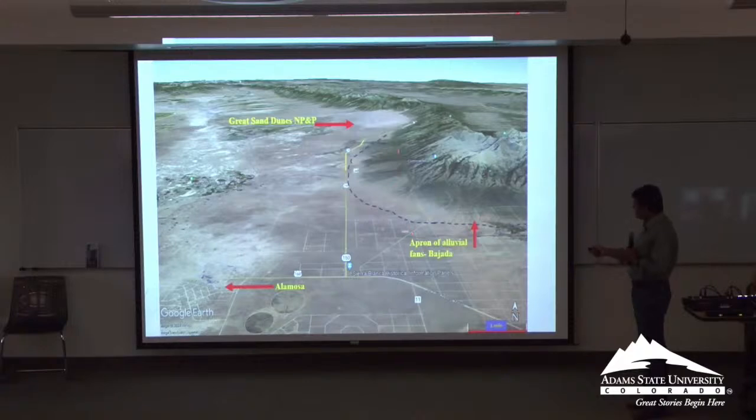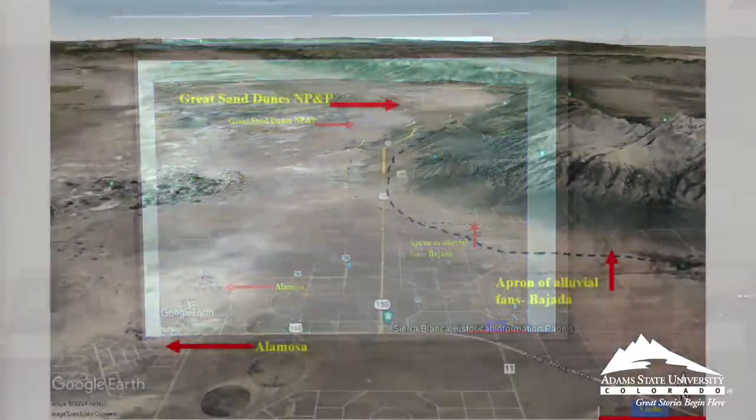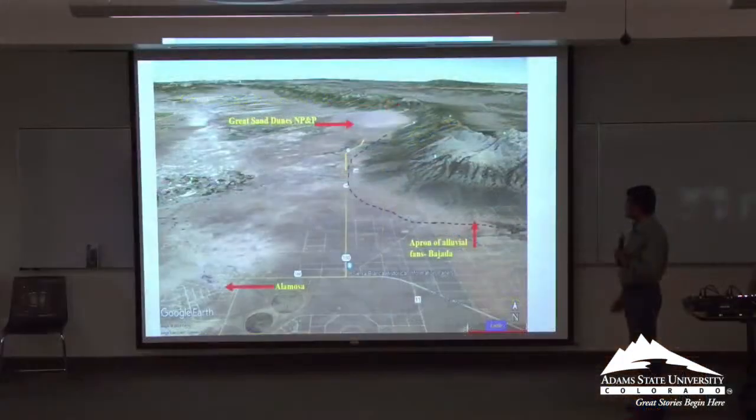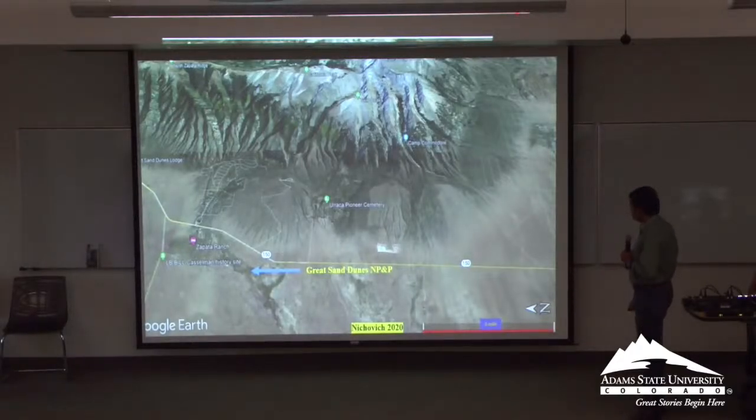This apron is referred to as a bajada. A bajada is an apron of fans that have been created in this area. So let's look at these fans from the west. Let's view it from the west to see them a little better. So here are, again, these are the fans all along the mountain front.